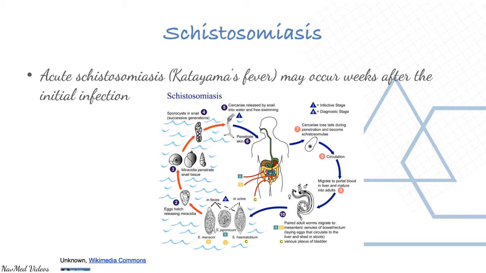Cercariae lose their tails during penetration and become schistosomula, and then they go into circulation, and then they migrate to portal blood in the liver and mature into adults. Then paired adult worms migrate again to the mesenteric venules, the bowels and the rectum, where they lay eggs and circulate to the liver and are shed in the stools.